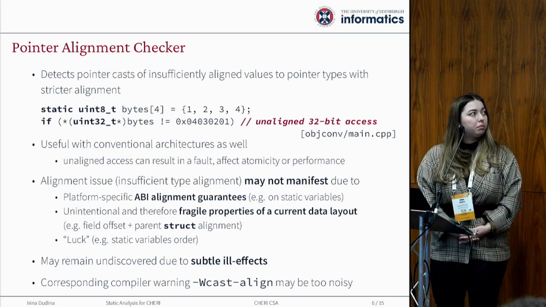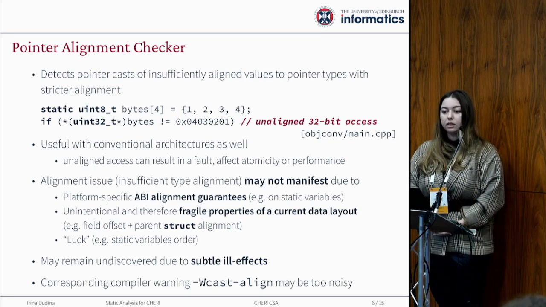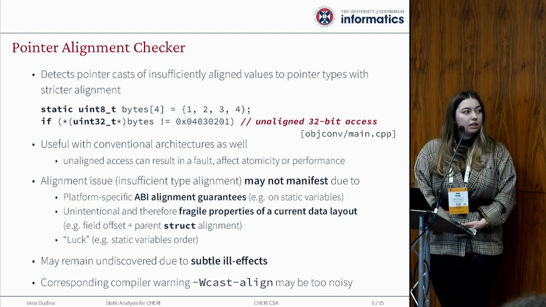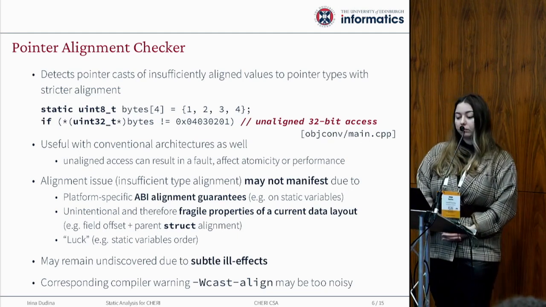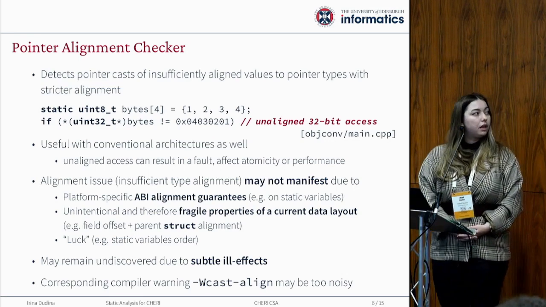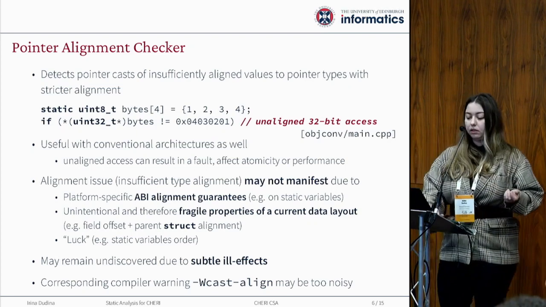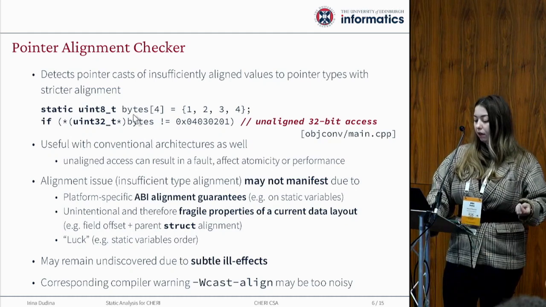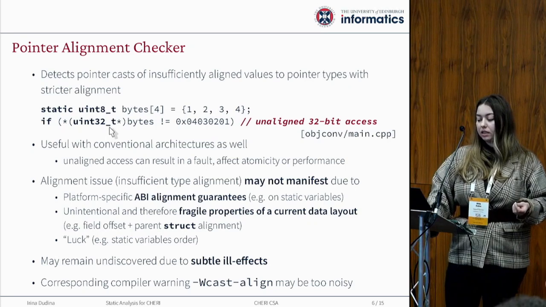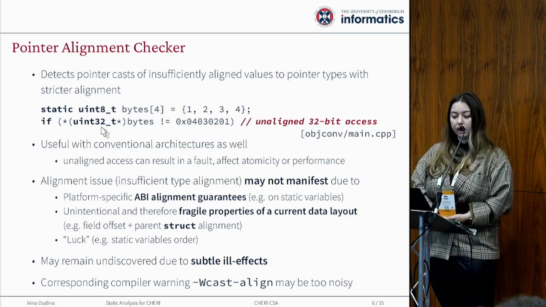So I think one of the most useful and interesting checkers that we developed is a pointer alignment checker. It is intended to detect pointer casts that increase alignment. So it detects casts of underlying values to types with stricter alignment. Like, for example, in this code, we have an array that is 1 byte aligned, and it is accessed with a 32-bit access. So this is a potential misaligned access.